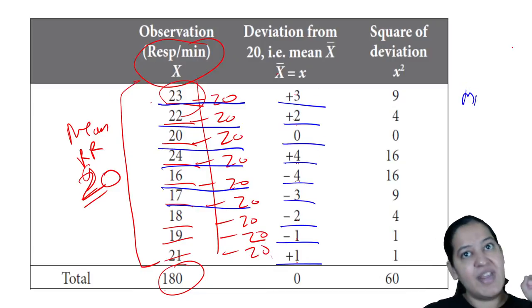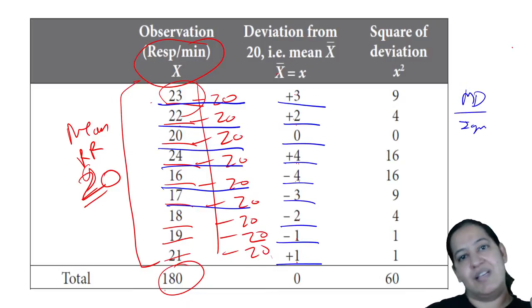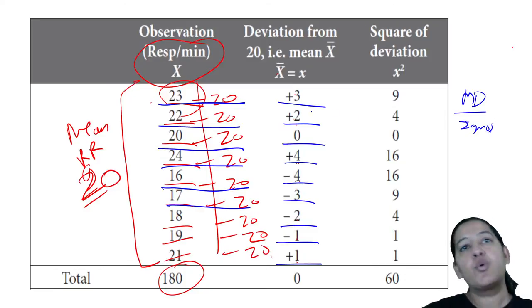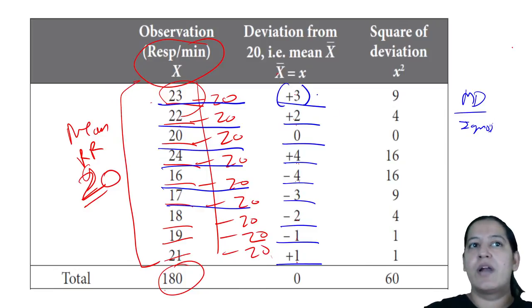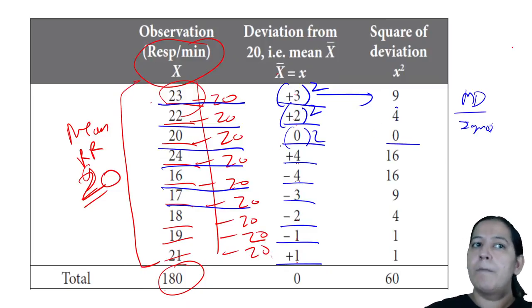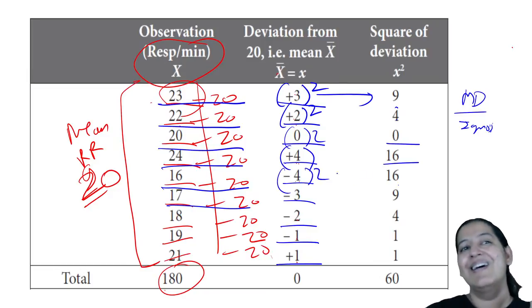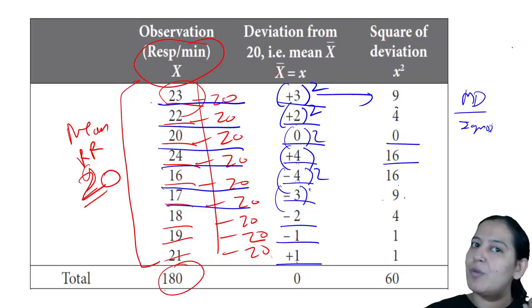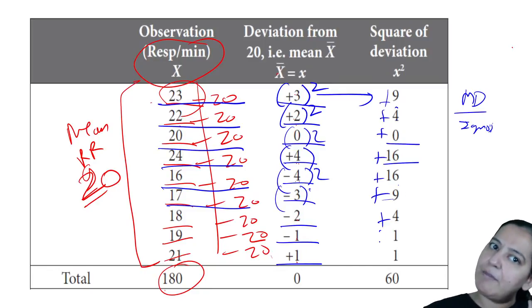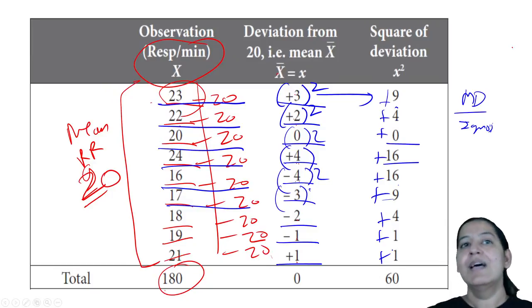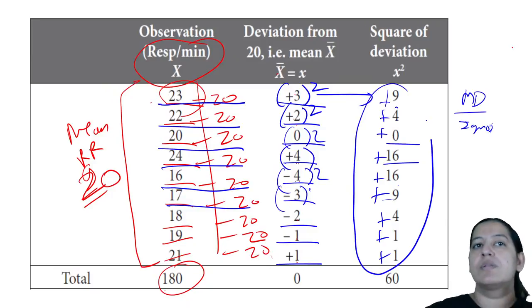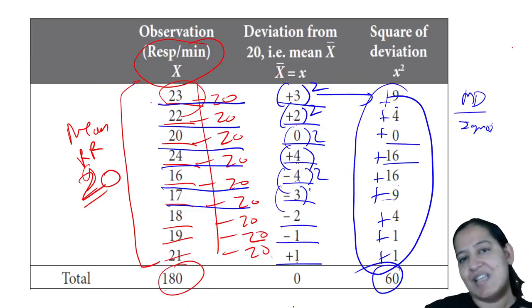Jab hum mean deviation calculate kar rahe the, we were ignoring the signs. Here no need to ignore them. Square all of them. 3 ka square is 9. Plus 2 ka square is plus 4. 0 ka square is 0. Plus 4 ka square is 16. But minus 4 ka square is also 16. Minus 3 ka square is also plus 9. So all the squares will be in plus. This is the rule: plus ka square bhi plus hai, minus ka square bhi plus hai. Sare squares ka summation karo. It is 60.